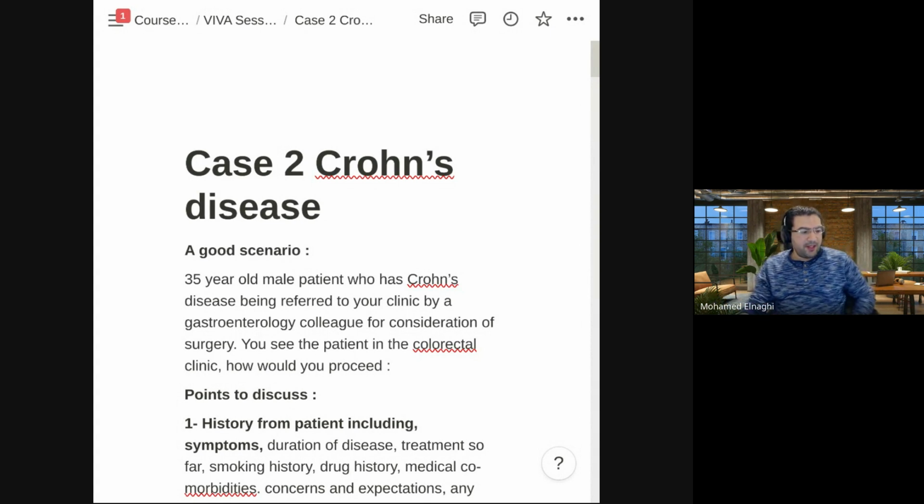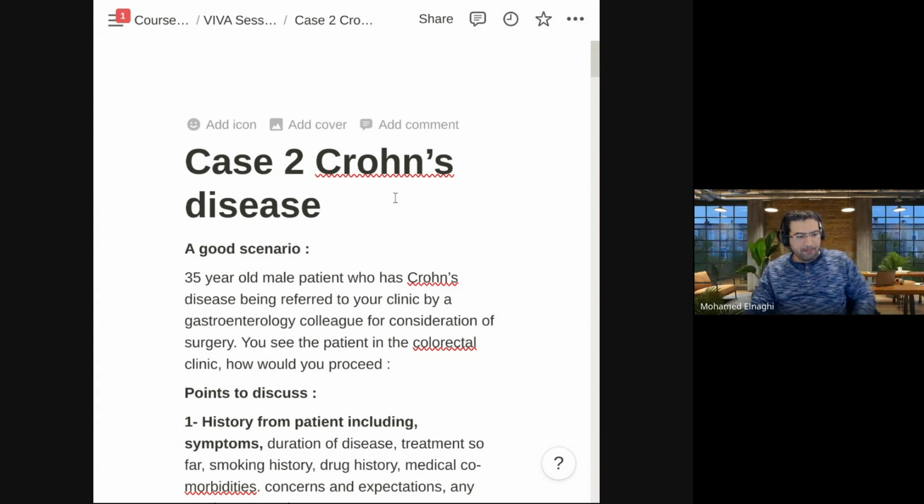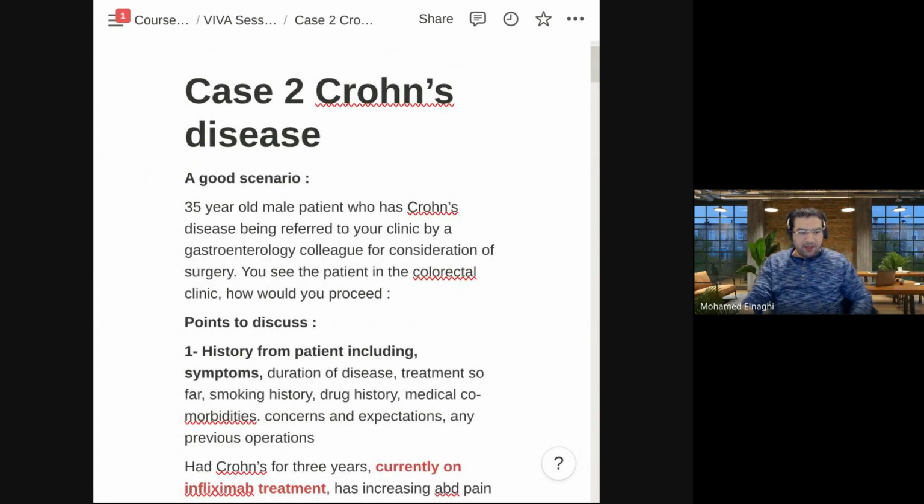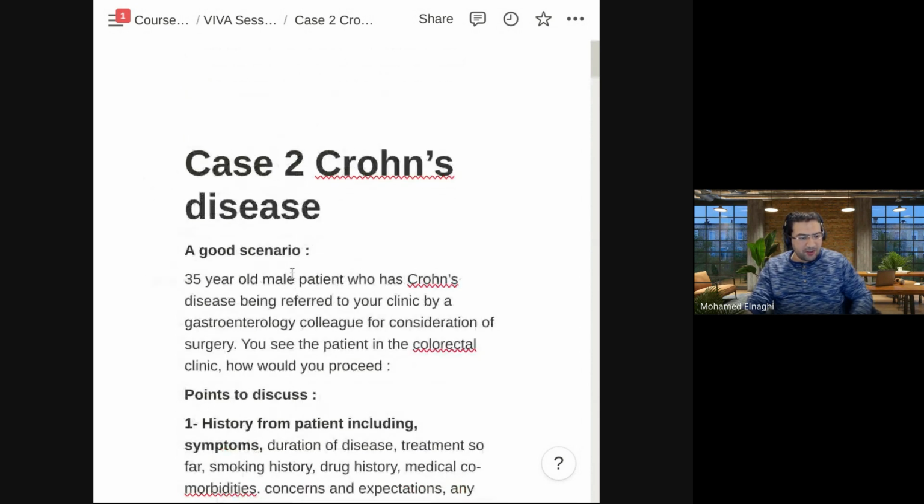So you got this 35-year-old male who's known to have Crohn's disease being referred to your clinic for consideration of surgery. So you are seeing the patient in the colorectal clinic. So how you are going to proceed with this patient?